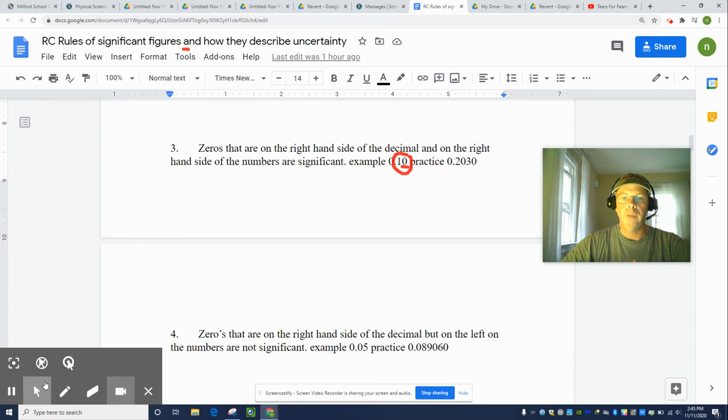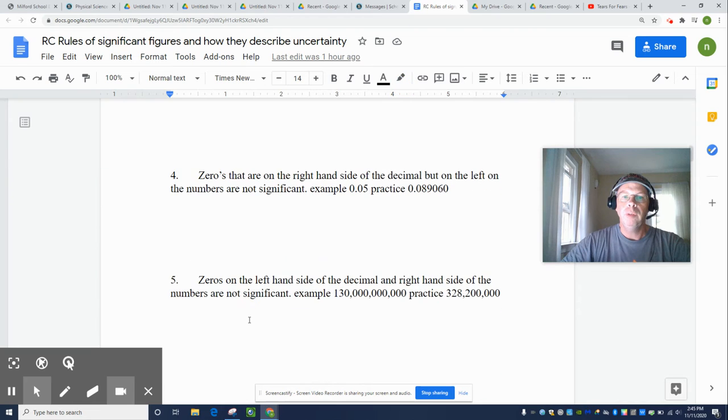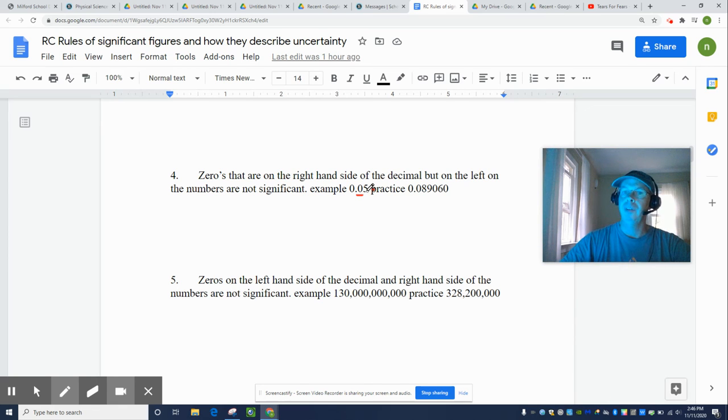What's the next exercise? Zeros that are on the right-hand side of the decimal but on the left-hand side of the numbers are not significant. Right-hand side of the decimal. Okay, so this 0 is to the right of the decimal, but it is to the left of the number, so it is not significant. There's only 1 significant figure right here, and that's 5. The range of uncertainty is 0.06 to 0.04.